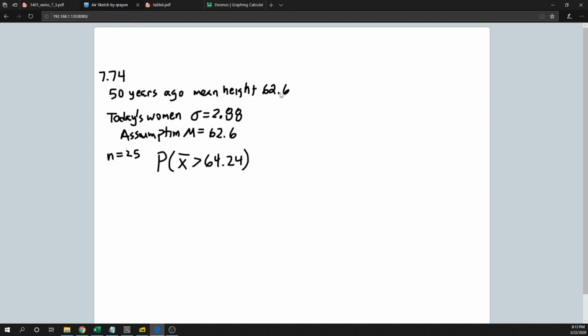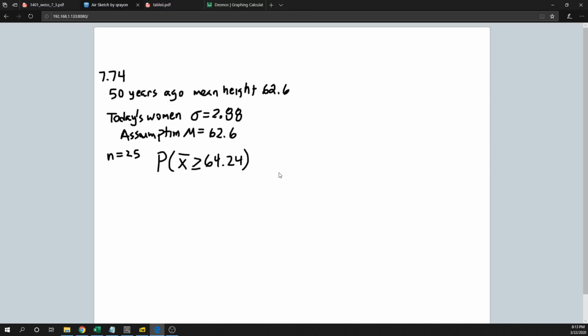Okay, so 50 years ago, the mean height was 62.6. And they give us the standard deviation for today's women in their 20s. The standard deviation of the heights is 2.88 inches. And the assumption was that the mean heights today are the same as they were 50 years ago, okay? And so we're going to find the probability that we get a sample mean that's greater than or equal to 64.24, all right?